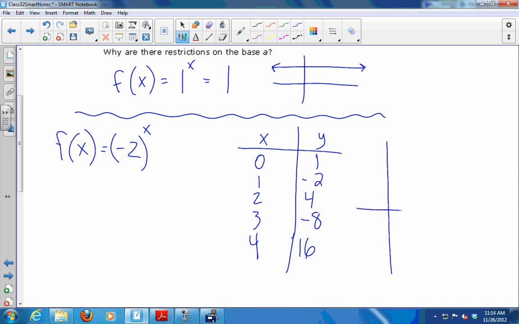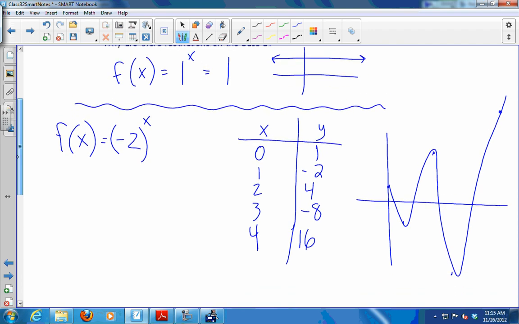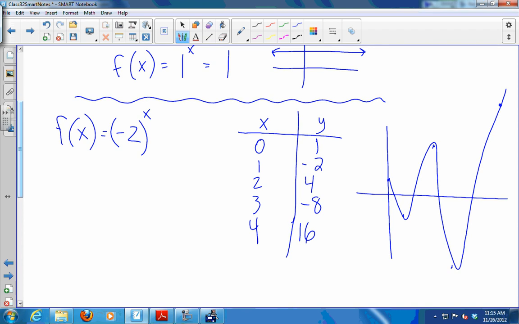So if I were to plot these, I would get the points (0, 1), (1, -2), (2, 4), (3, -8), (4, 16). I'd get this zigzagging thing where I go positive, negative, and the spaces are getting further and further apart. This isn't exponential growth. Exponential growth is just getting bigger and bigger and bigger, right? So in order to create what we think of as exponential growth, we have to make sure a is positive and not 1. Otherwise, we get some other kind of phenomenon happening.